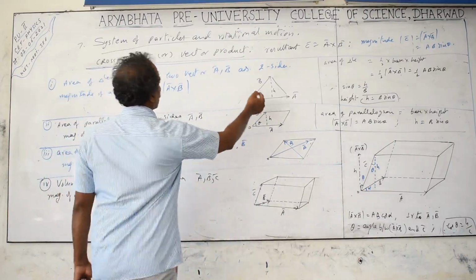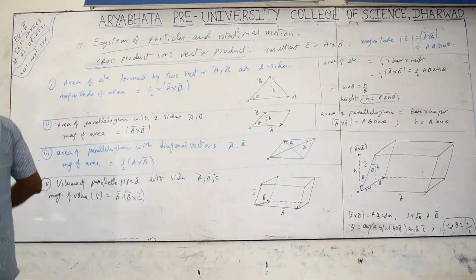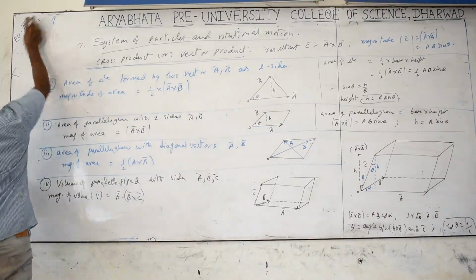And area is equal to half into base into height, is the formula we have. Sorry, I forgot to change the heading. This is for PU1.